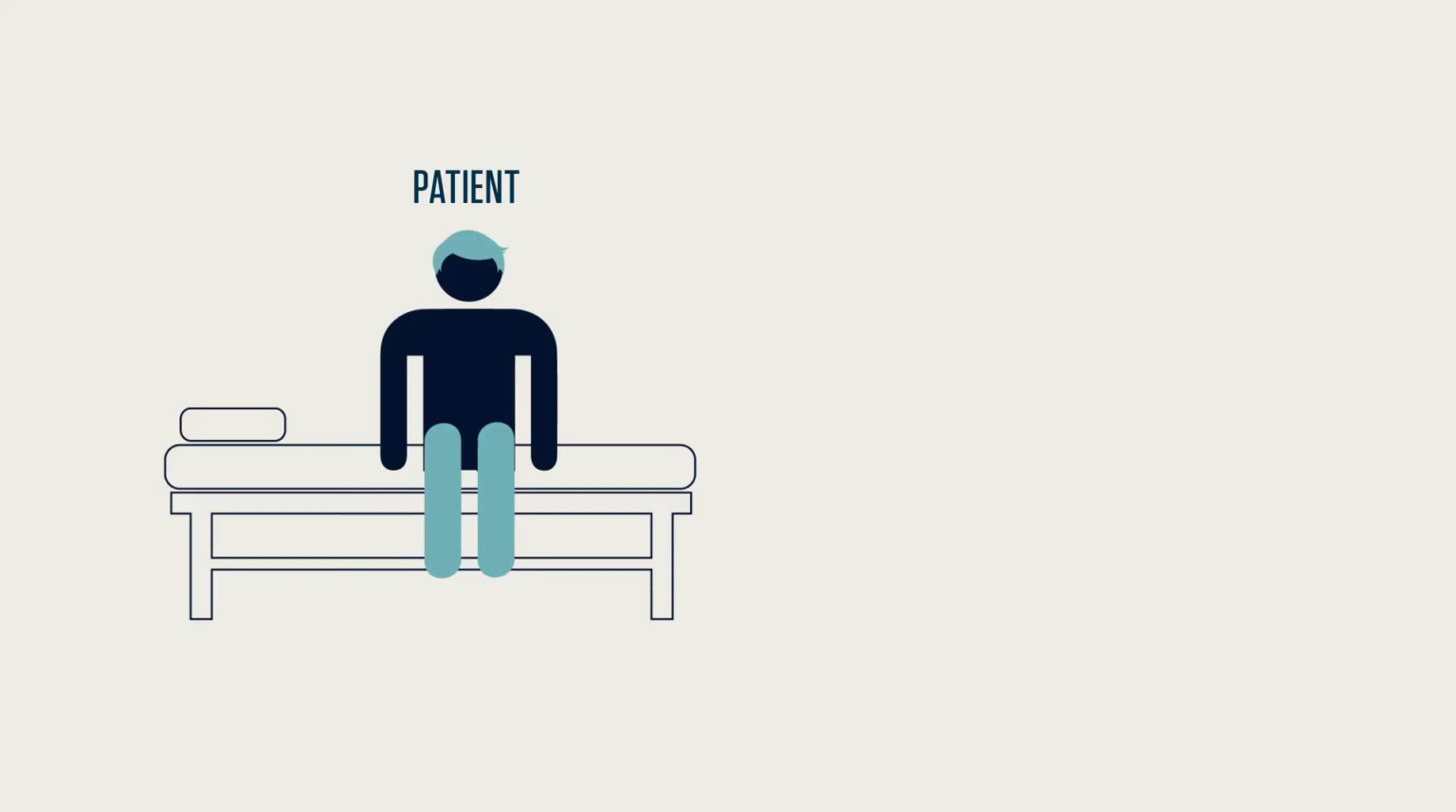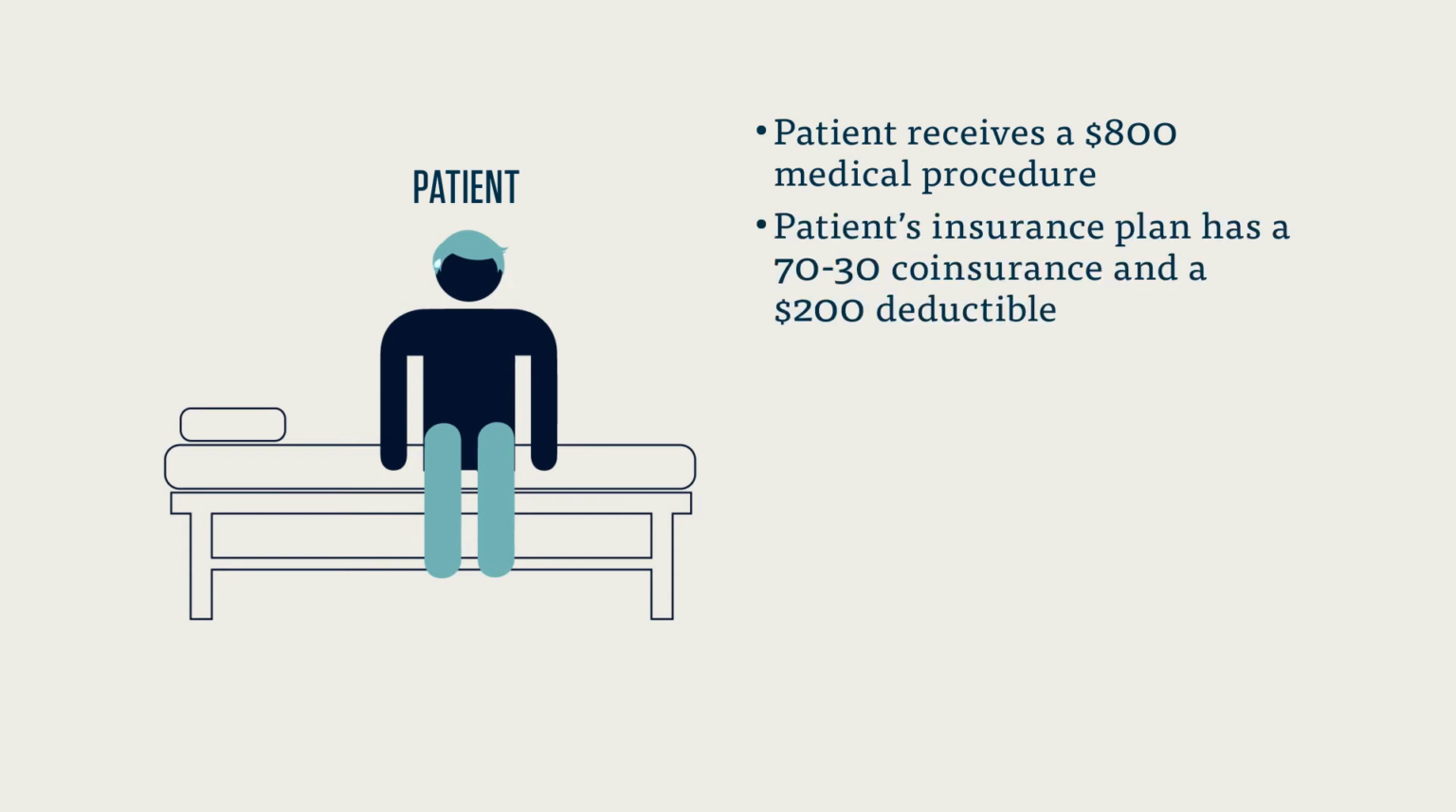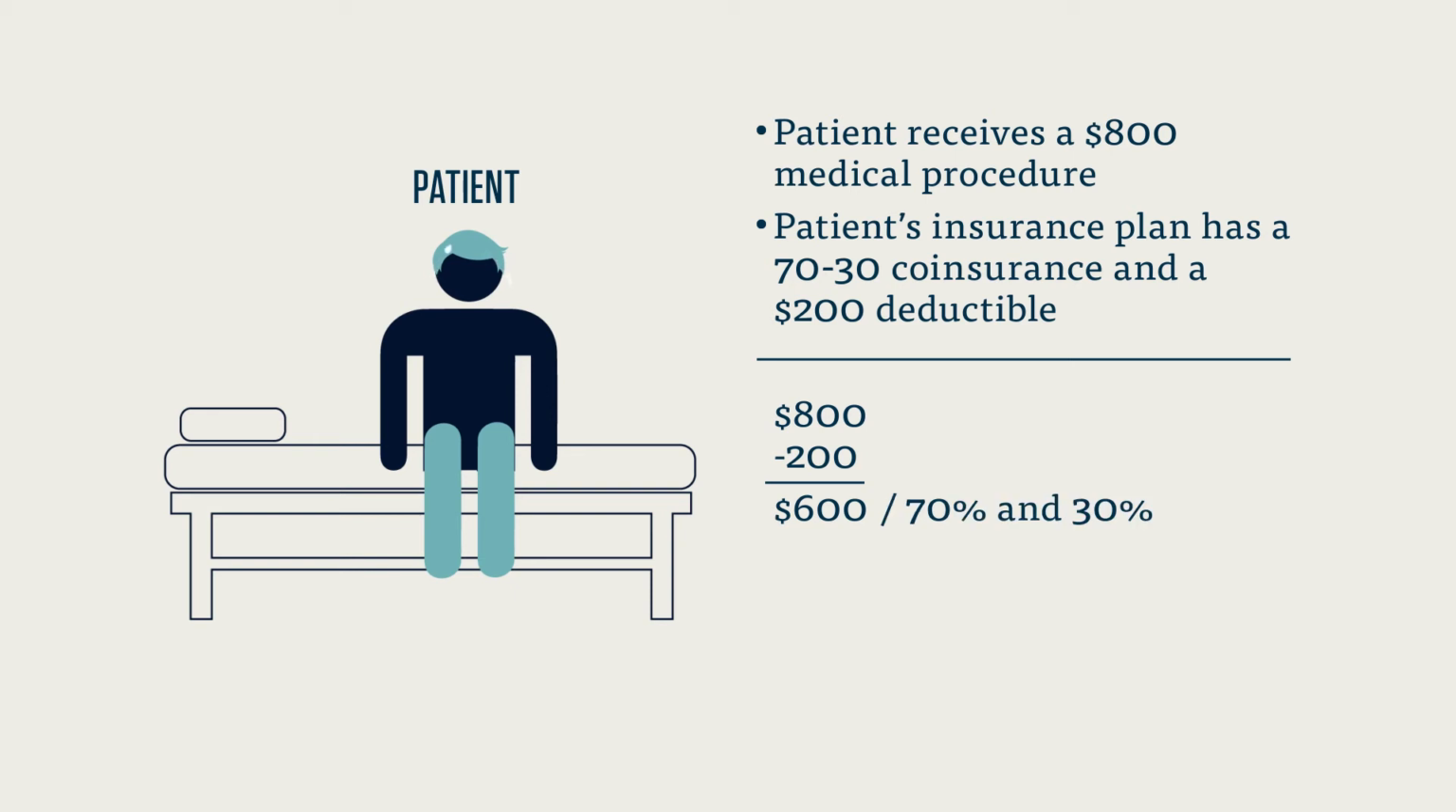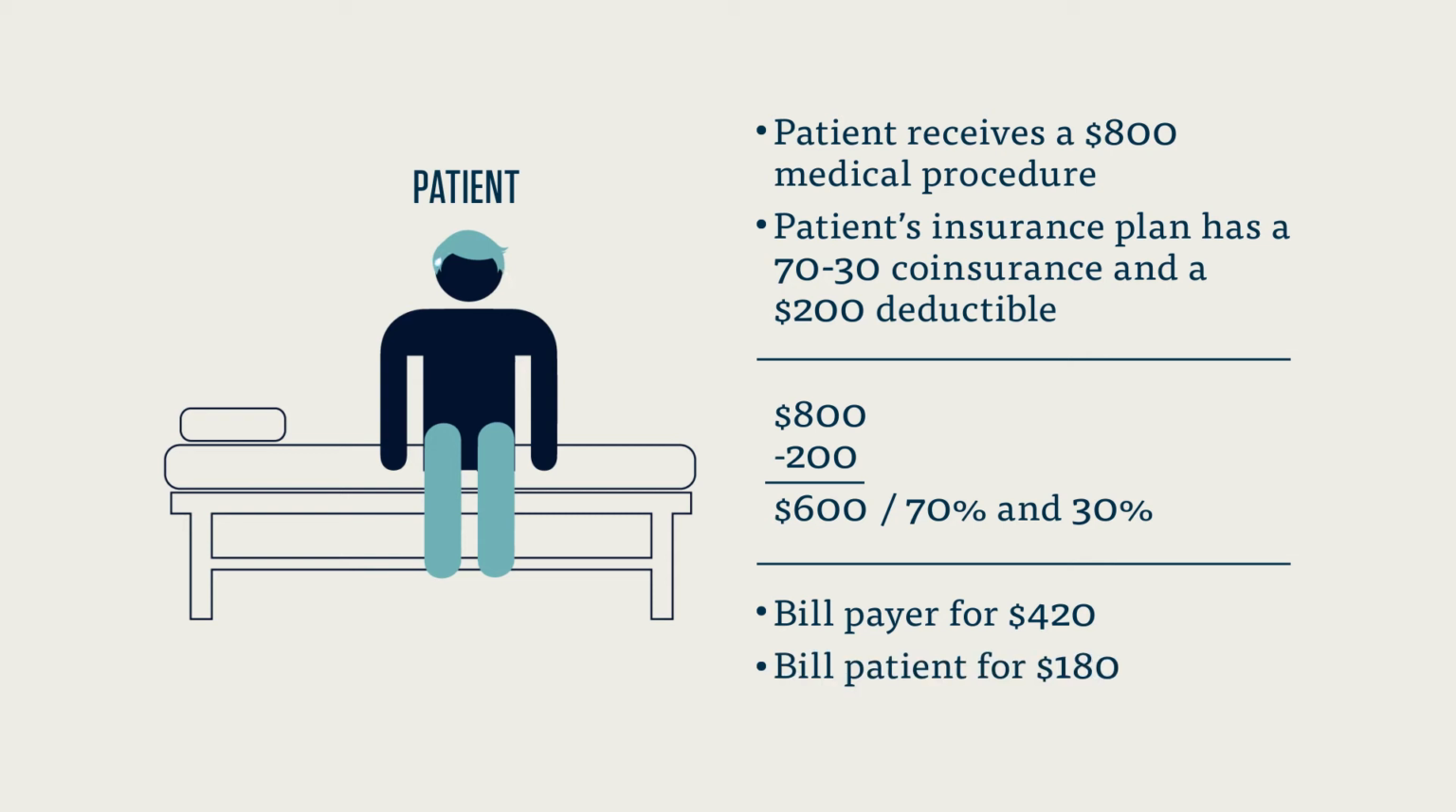Let's look at a brief example. A patient receives an $800 medical procedure. The patient has an insurance plan with a 70-30 coinsurance and a $200 deductible. In order to properly bill for this procedure, we'd first subtract the deductible from the $800, giving us $600. We'd then divide that $600 into portions of 70% and 30%. Under this agreement, we'd bill the payer for $420 and we'd bill the patient for $180.